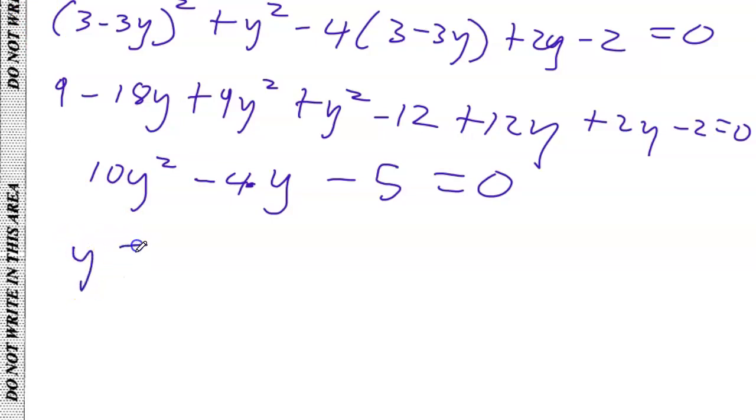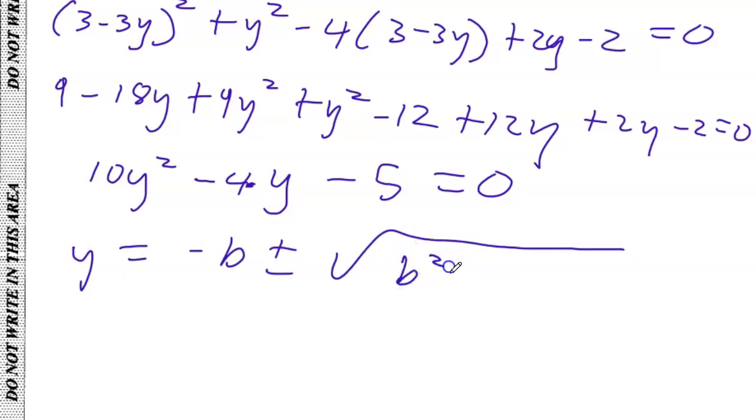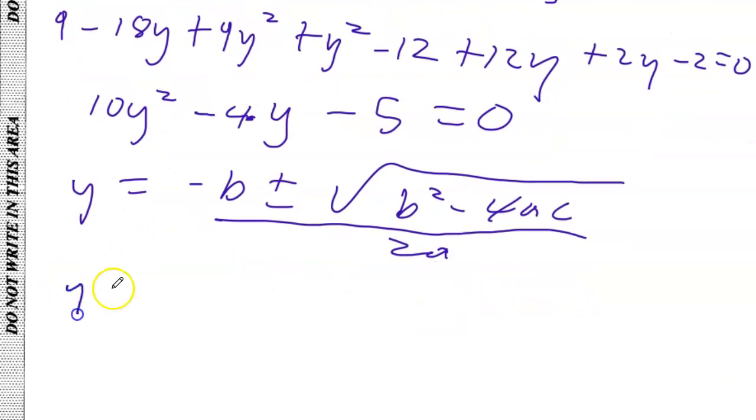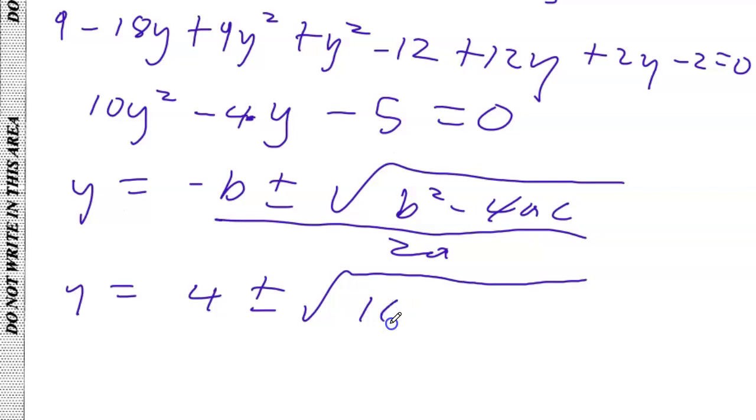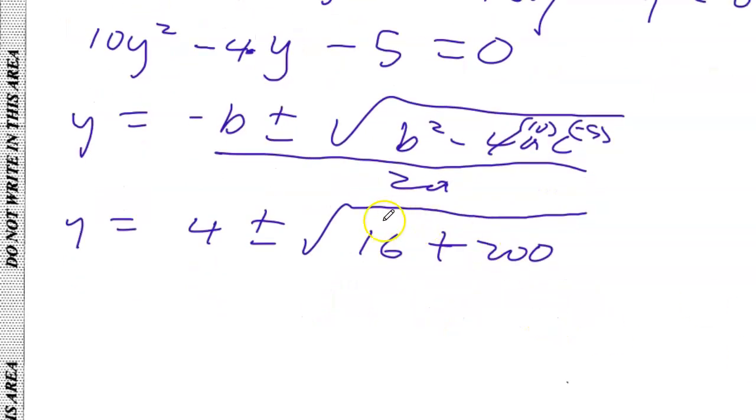So we end up with y using the formula: minus b plus or minus the square root of b squared minus 4ac, all upon 2a. So a is 10, b is minus 4, c is minus 5. So we end up with positive 4 plus or minus the square root of 4 squared, which would be 16, minus 4 times a, which is 10, times c, which is minus 5. So that's 4 fives, 20, times 10, that's positive 200, upon 2a. Now a is 10, so 2a will be 20. No, we don't need to go any further. So this is obvious.